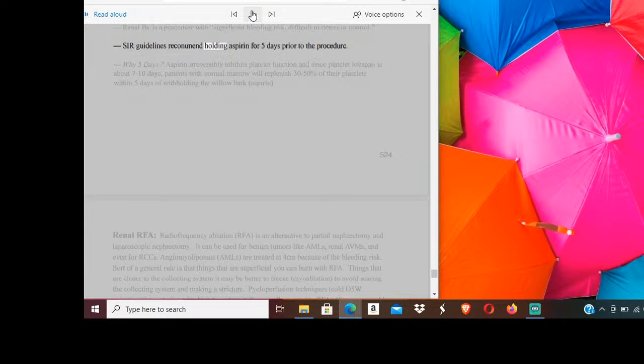SIR guidelines recommend holding aspirin for 5 days prior to the procedure. Why 5 days? Aspirin irreversibly inhibits platelet function, and since platelet lifespan is about 7 to 10 days, patients with normal marrow will replenish 30 to 50% of their platelets within 5 days of withholding the willow bark aspirin.